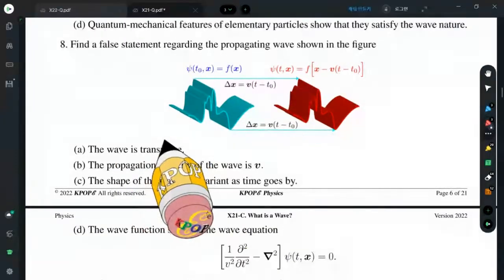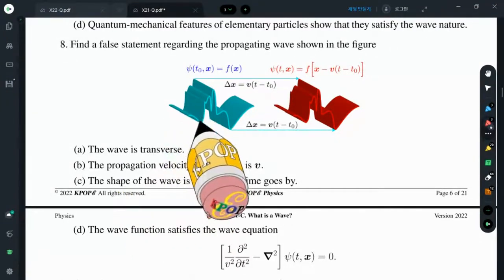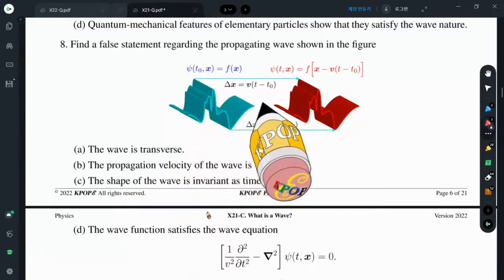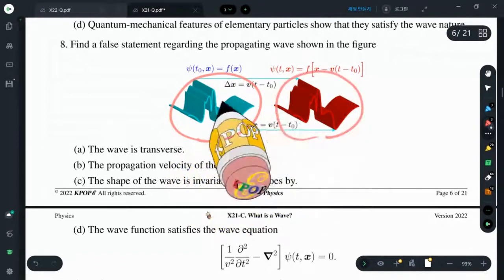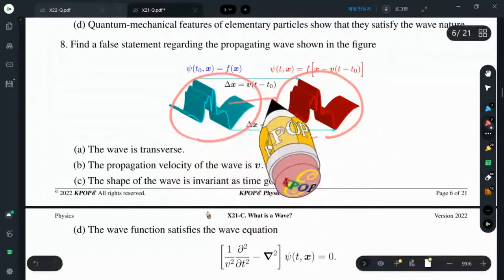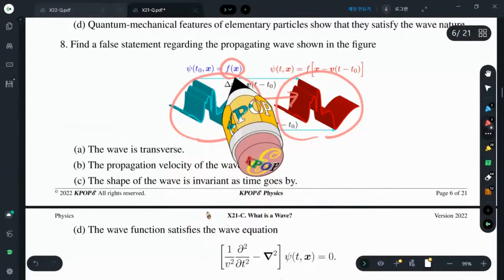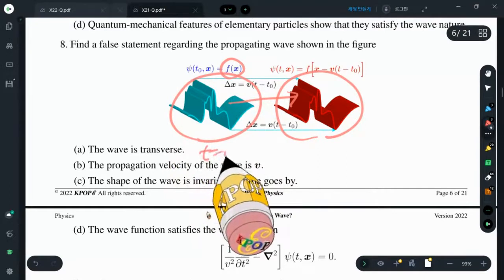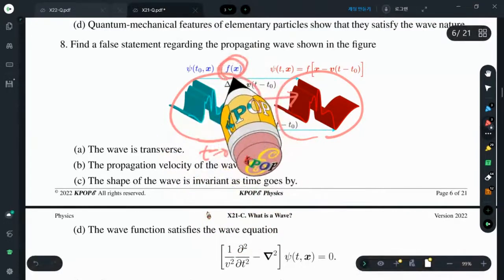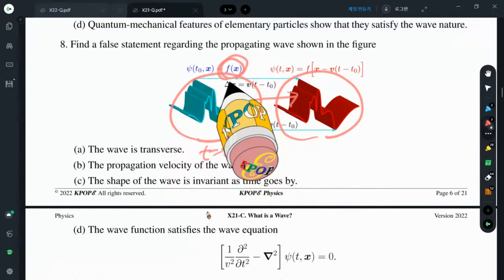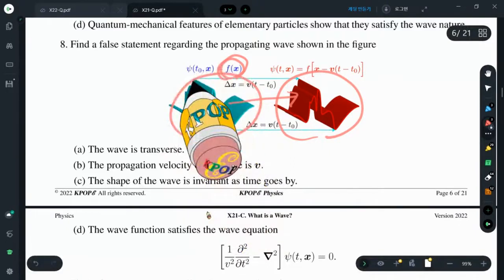This is a very simple definition of wave. We have a distribution of fluctuation, and the shape is invariant. In that case, it is described by a simple function. At t equals 0, this distribution is described by a single function of position at t equals t0, as shown here.